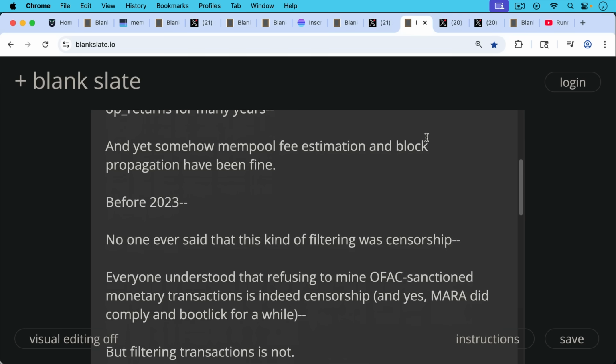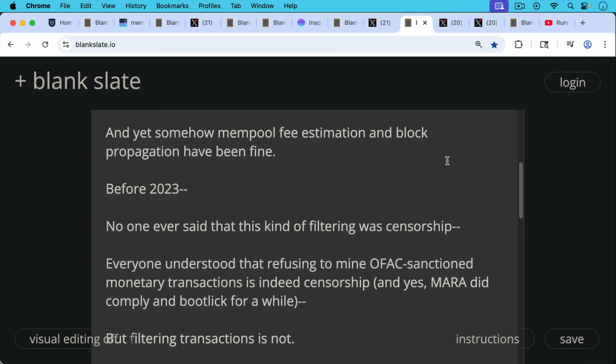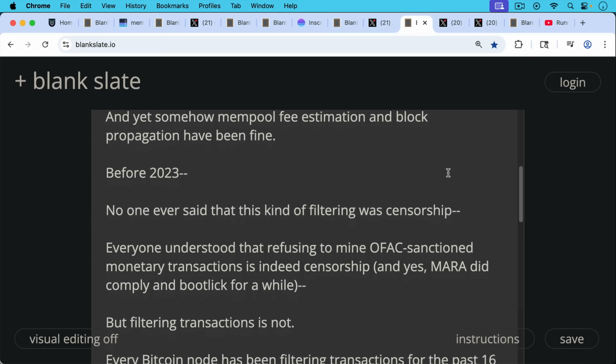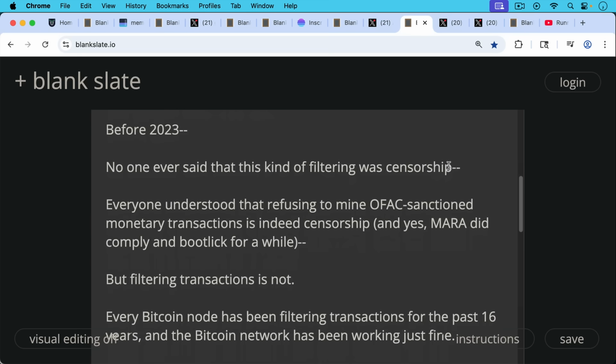This is part of the gaslighting as well that's been happening over the past 2 years. Before 2023, no one ever said that filtering was censorship. Everyone understood the difference: refusing to mine, for example, OFAC-sanctioned, U.S. government-sanctioned monetary transactions, that indeed is censorship. And yes, Mara, the mining pool, did comply and bootlick for a while. They're always on the wrong side of everything. So that's what censorship is. That's financial and monetary censorship.